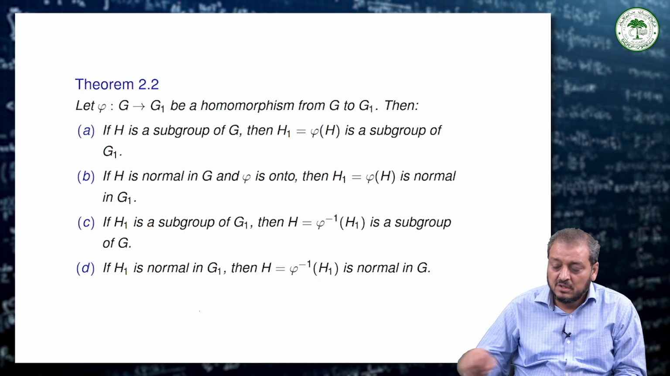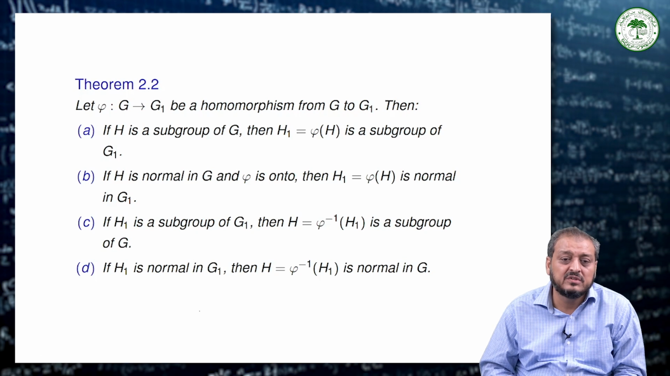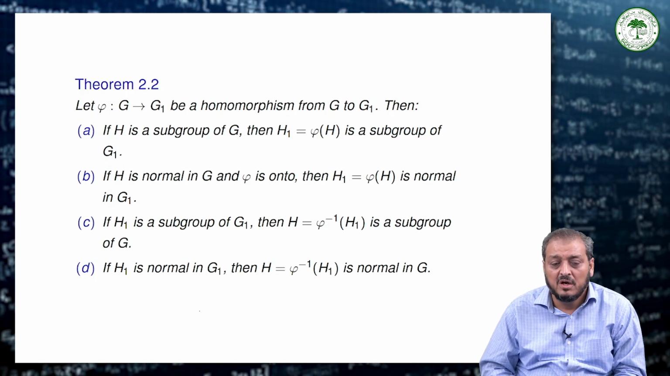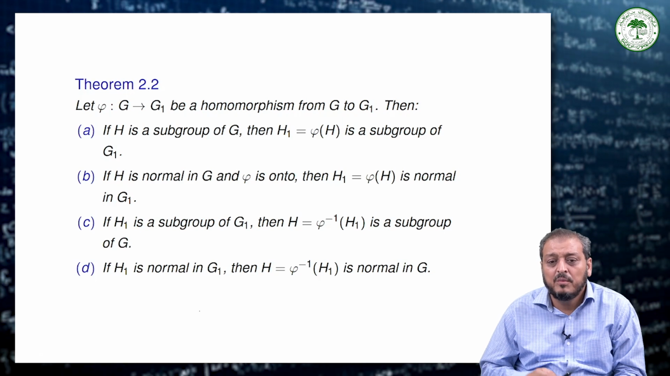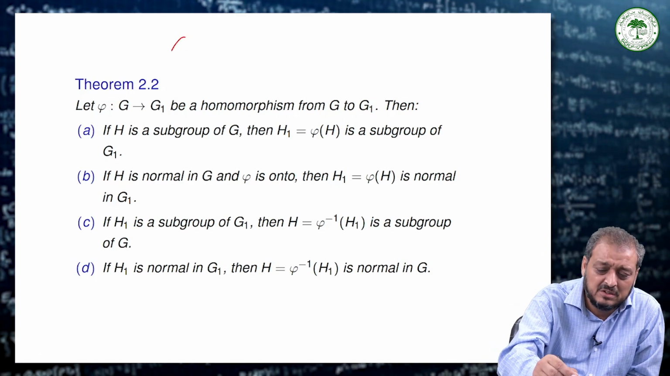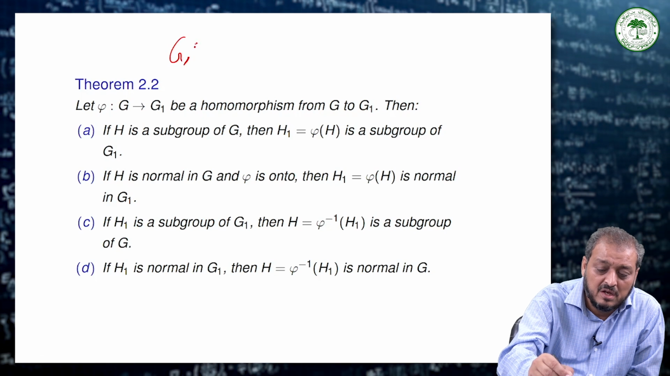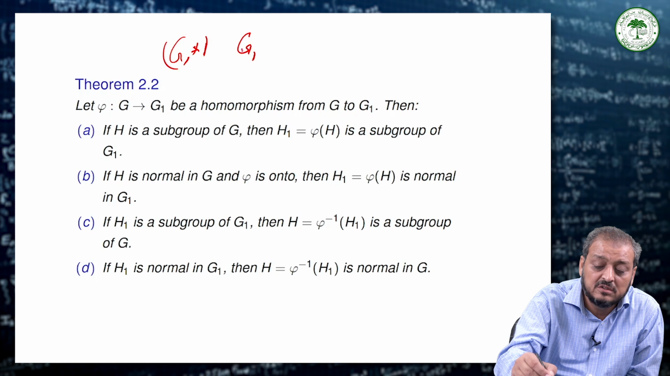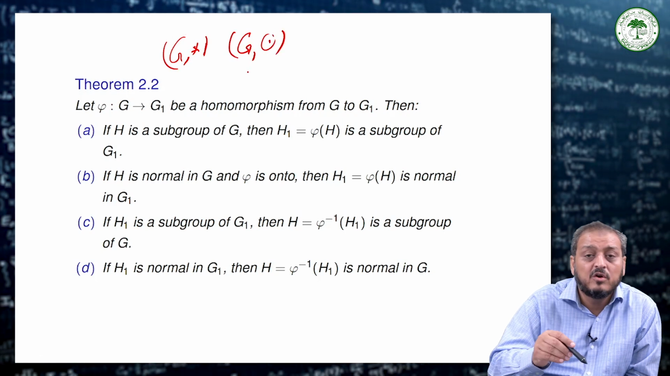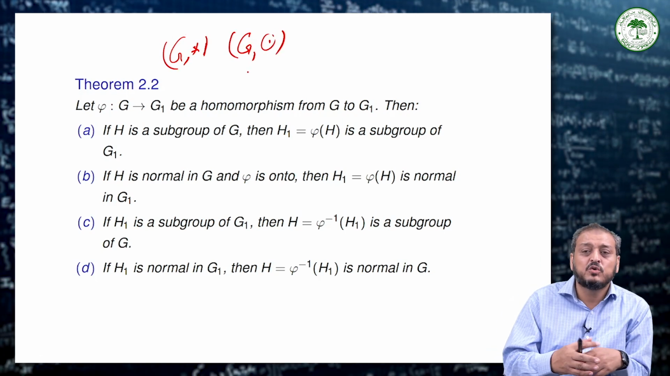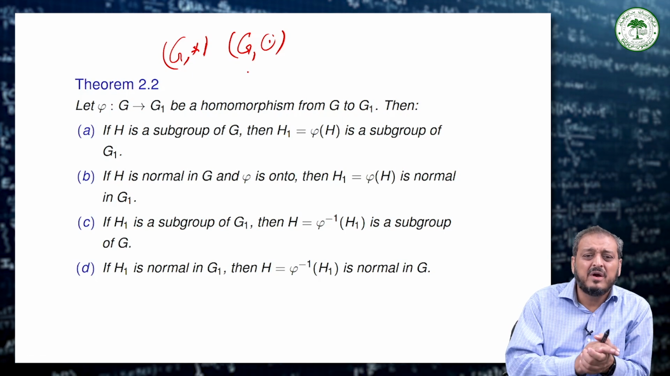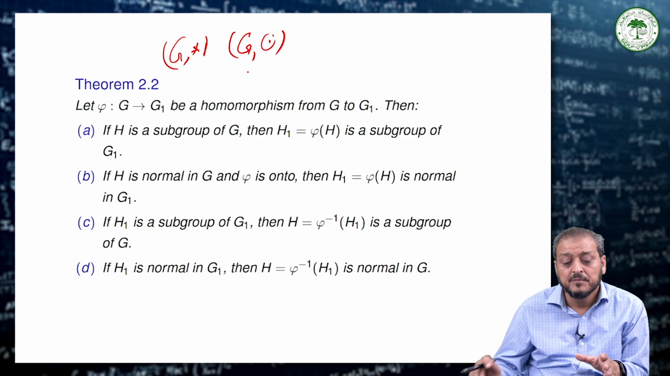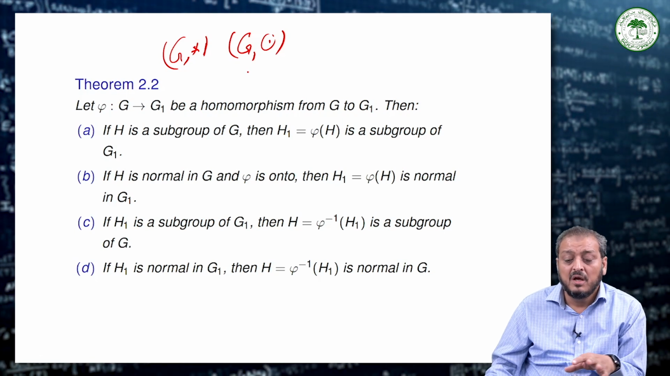So, we start today's class with this theorem, where we say that phi from G to G1 is a homomorphism. I take G simply with the star operation; I am not writing the star here, and G1 with another binary operation. So, this means G and G1 have two different binary operations. Let phi from G to G1 be a homomorphism.